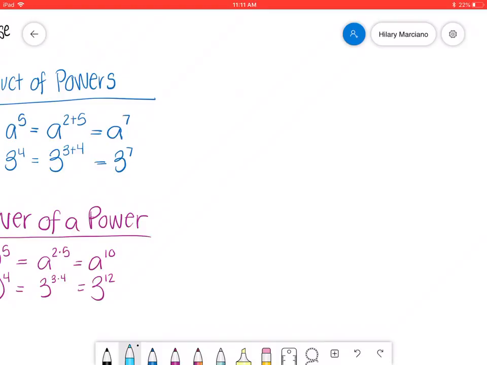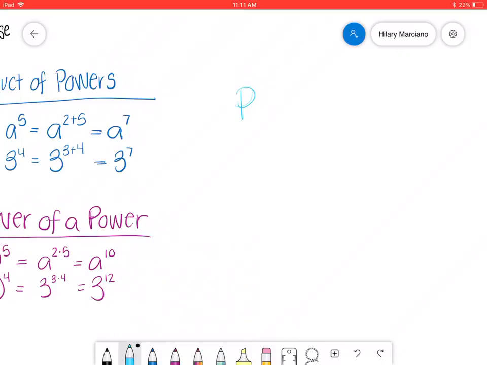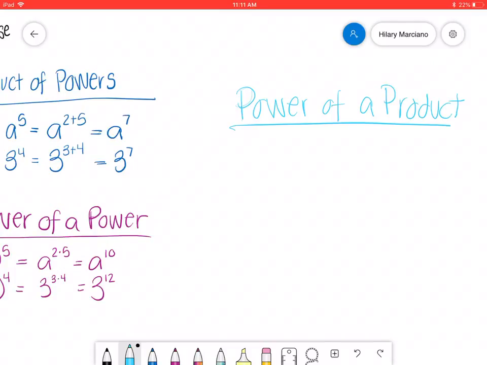Lastly, our other problem that we can solve with exponents is a power of a product. Ooh, that is very little. We can't read that. A power of a product is when we already have some numbers, and all we're going to do is distribute our exponent to that product.